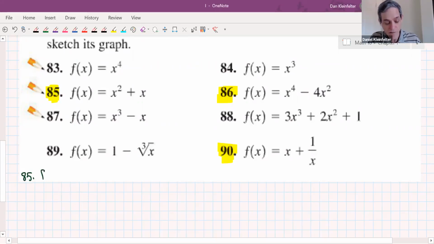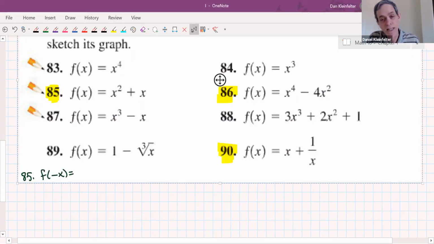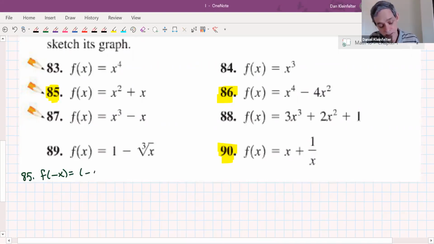I want to find out what f of minus x is. Is it just f of x? Is it minus f of x? Is it neither one? So for f of minus x, I'm going to take our rule for f, and I'm going to substitute in minus x in place of everywhere you see an x. We'll have to do a little bit of simplifying to help see what it is that we've got. So minus x squared will be minus x squared. And then plus minus x is the same as minus x.